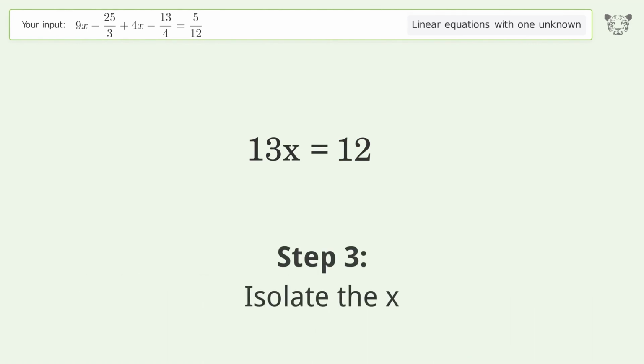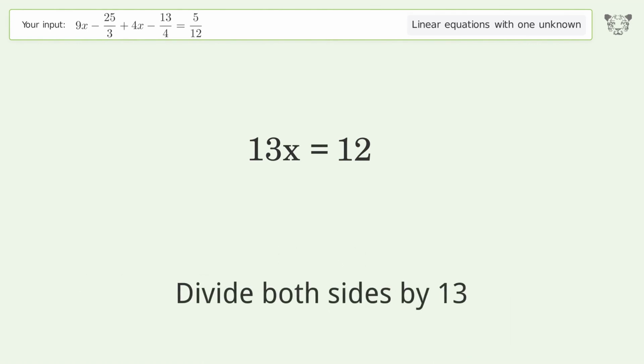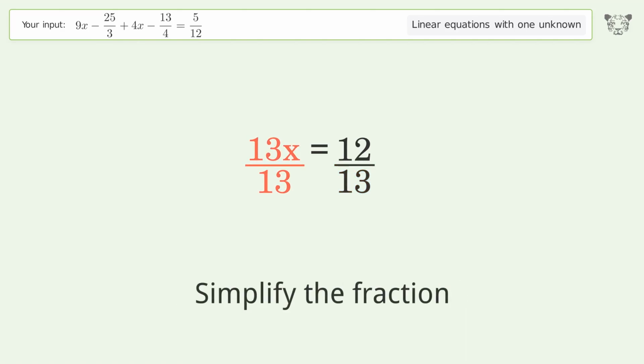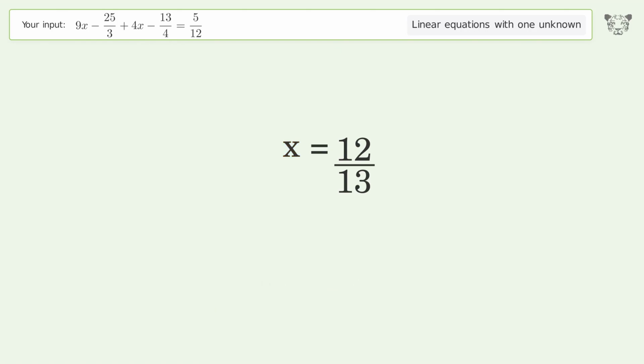Isolate the x. Divide both sides by 13. Simplify the fraction. And so the final result is x equals 12/13.